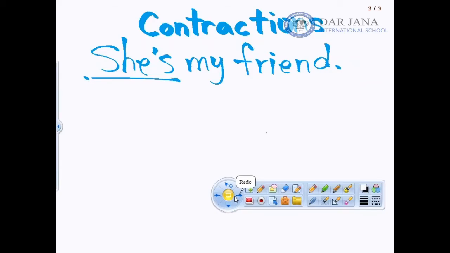Good day. Our spelling lesson for this week is contractions. What does it mean, contraction? It's a shortened way of saying or writing a word or two words. For example, she's my friend. She's is a contraction.